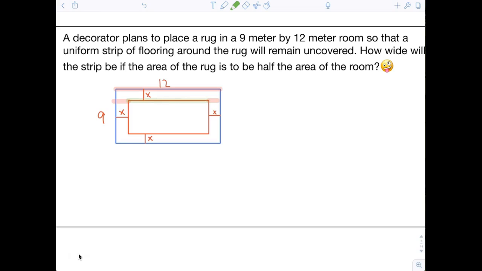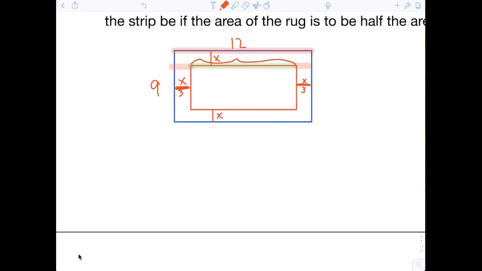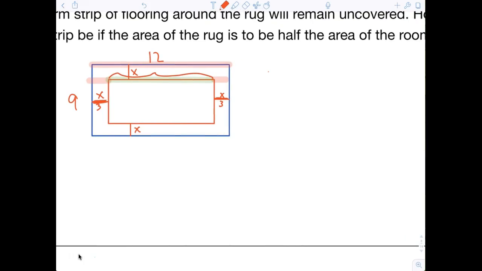12 minus X. 12 minus 2 minus X. 12 minus 2x. Thank you. 12 minus 2x. Everybody see that? Does everybody see why it's 12 minus 2x? Well, let's say this width right here, like Jack said, was 3, and that's 3. Then how much would this be up here? 6, right? It's 6, because we're subtracting these two parts, that part and that part. That's why the width of the rug is 12 minus 2x.